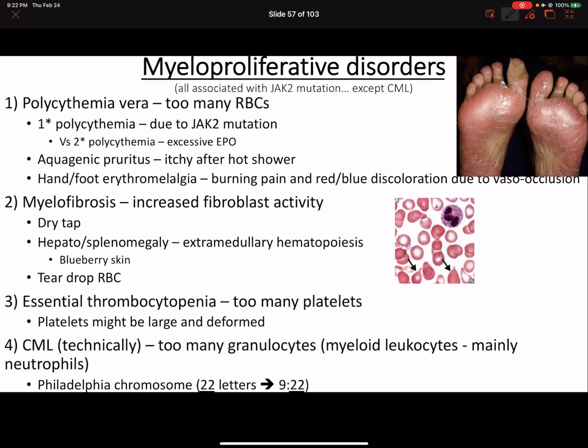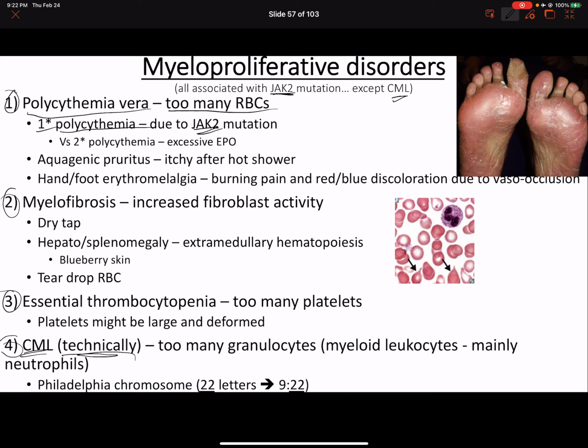Lastly, myeloproliferative disorders. So again, we have 4: polycythemia vera, myelofibrosis, essential thrombocytopenia, and CML. But remember that CML is only technically one of these. It's probably better to think of this as a leukemia. So polycythemia vera, also known as primary polycythemia, we have too many red blood cells. All of these, except for CML, will be associated with JAK2.